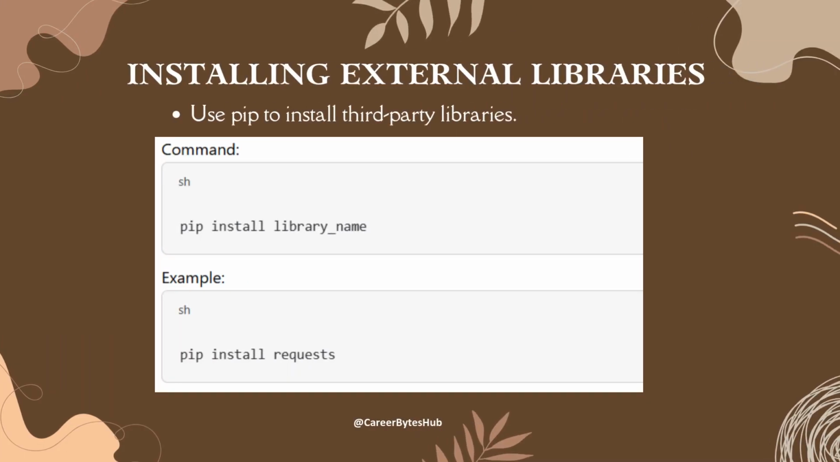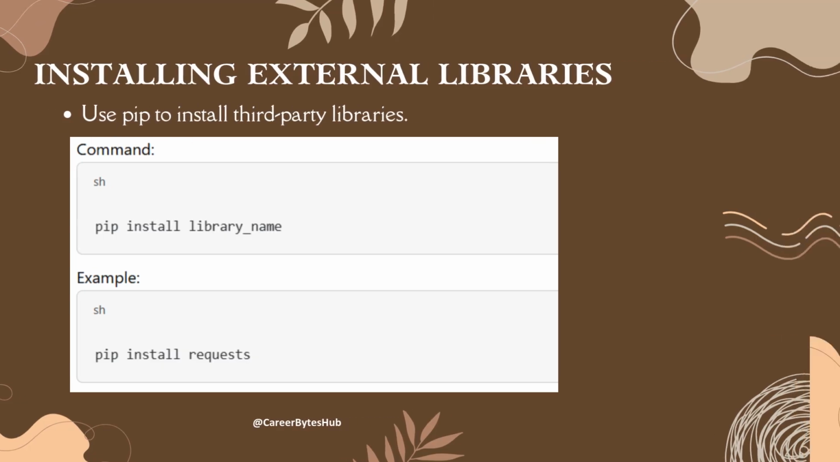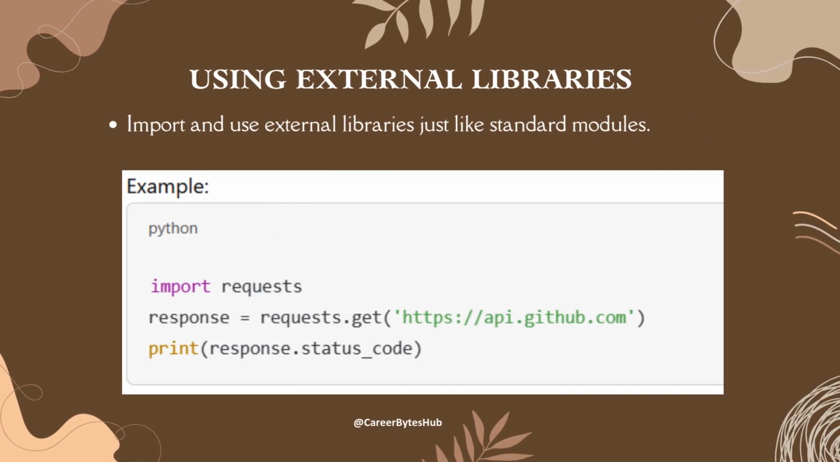To extend Python's capabilities, you can install third-party libraries using pip, Python's package installer. For example, to install the requests library for handling HTTP requests, you would run pip install requests in your command line. Once installed, you can import and use external libraries just like standard modules. For example, after installing the requests library, you can use it to make HTTP requests and handle responses efficiently.